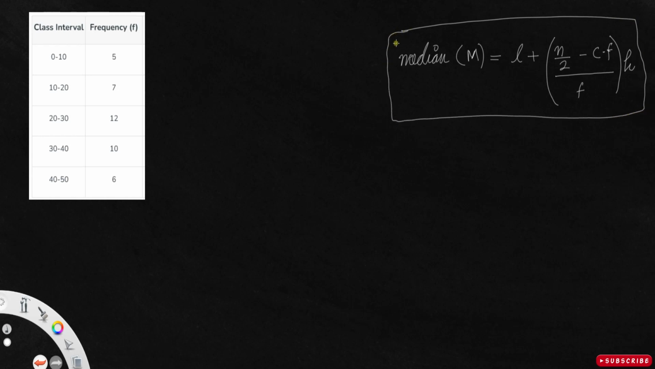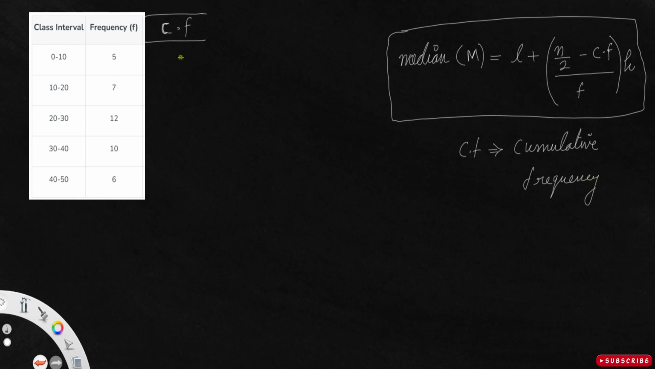Now we will discuss how we will find the values of L, N by 2, CF, etc. For that, let me consider an example here. Here we have a class interval and frequency, and next to the frequency I have to write cumulative frequency, CF. CF stands for the cumulative frequency. How will we find the cumulative frequency?